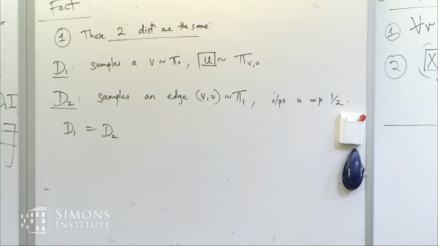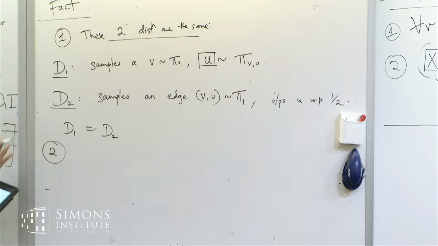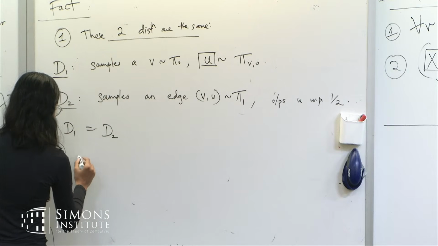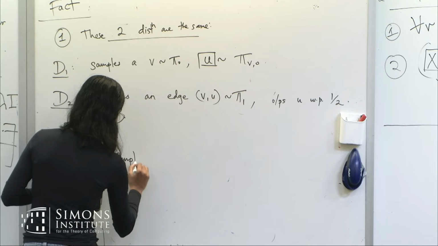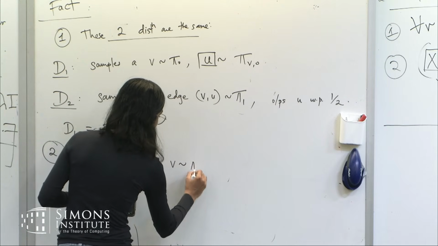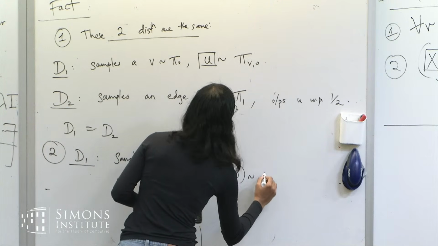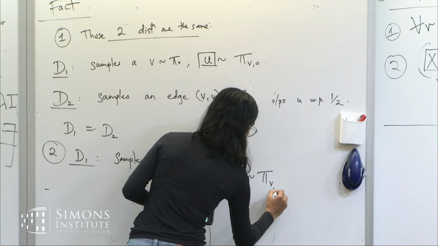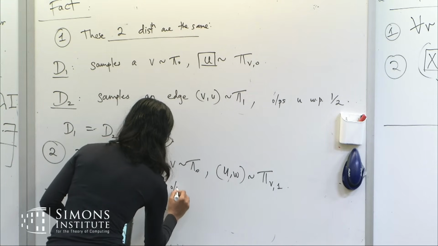Any questions about this? And similarly, you can do this for higher faces, so let's do this for edges. The first distribution D1 samples a random vertex from pi 0 and an edge in its link, and outputs the edge.